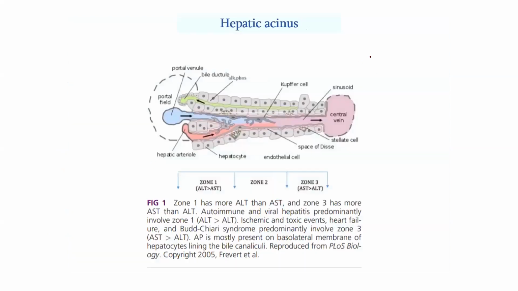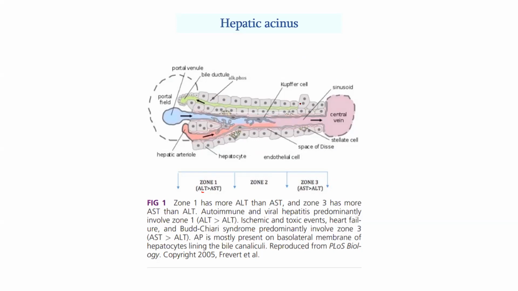Now about hepatic acinus structure and how it is related to blood test of our patient. Hepatic acinus is a functional unit of the liver, and there are 3 zones in hepatic acinus. Zone 1 is near the portal triad. This zone has better oxygen supply. Hepatocytes of this zone have more ALT than AST.